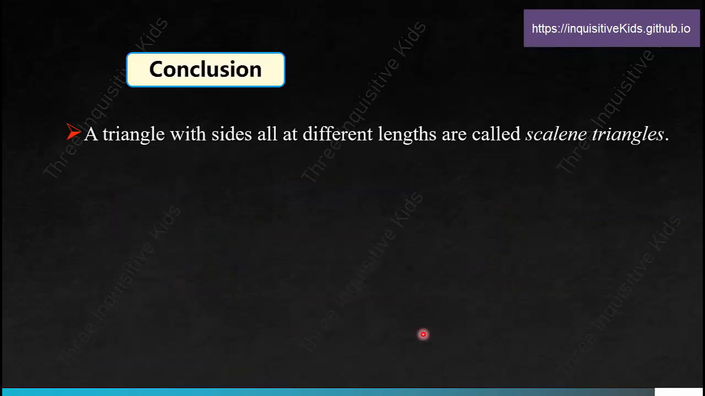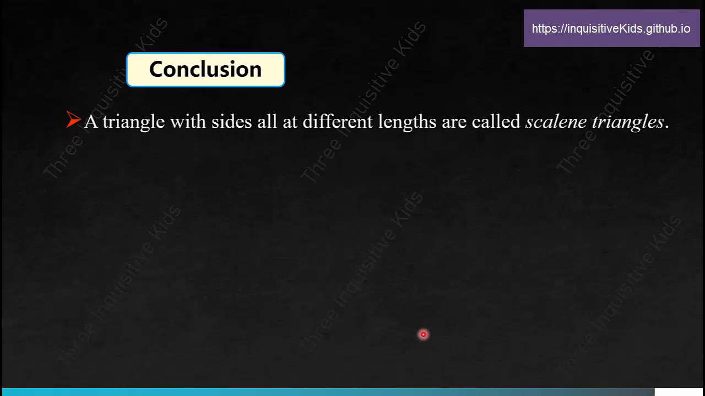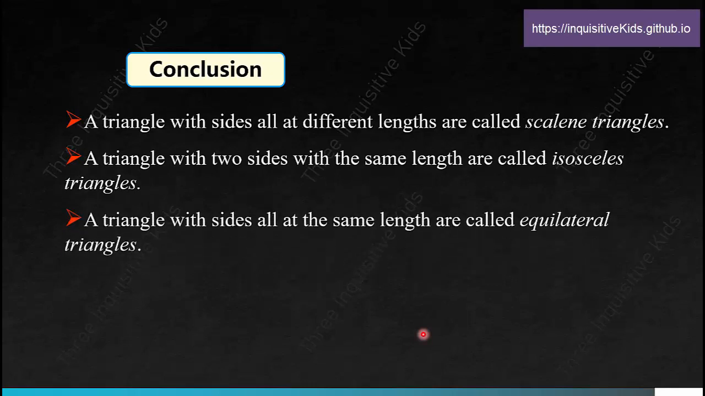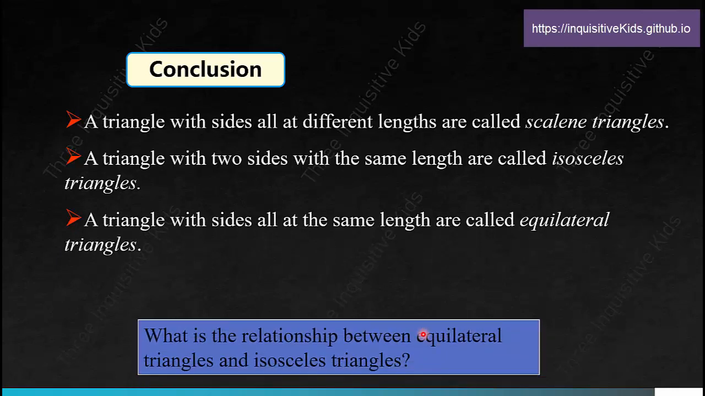So here's a conclusion. A triangle with sides of all different lengths is called a scalene triangle. A triangle with two sides of the same length is called an isosceles triangle. A triangle with all sides of the same length is called an equilateral triangle. What is the relationship between equilateral triangles and isosceles triangles? I want you to think about that.